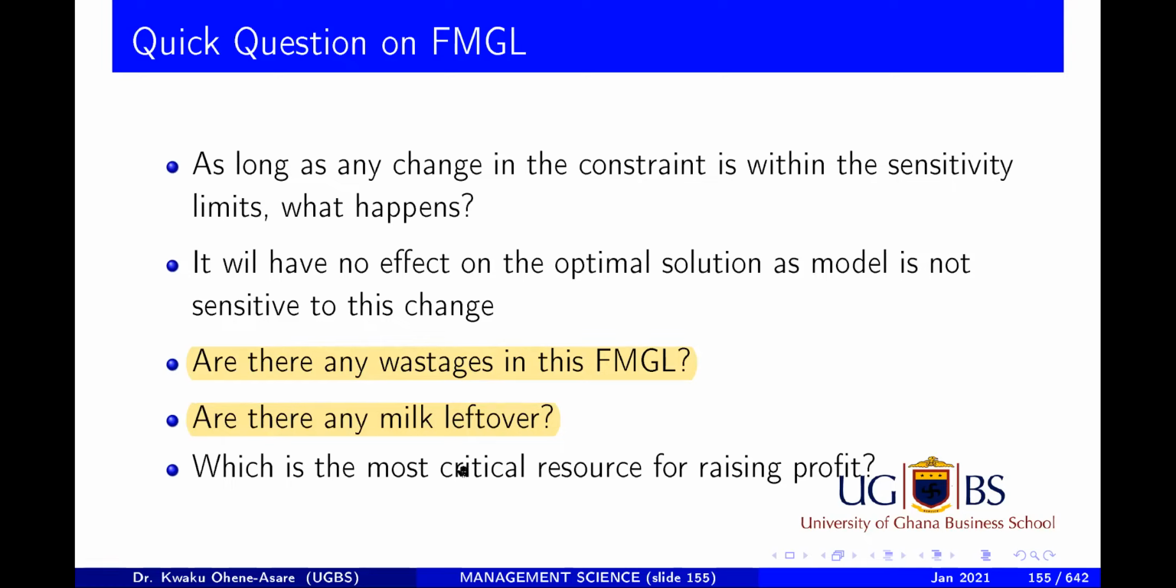Which was the most critical resource for raising profit? Labor. Kingsley, that's the correct answer. It was labor because it had a shadow price of 16, more than the other one with 6.